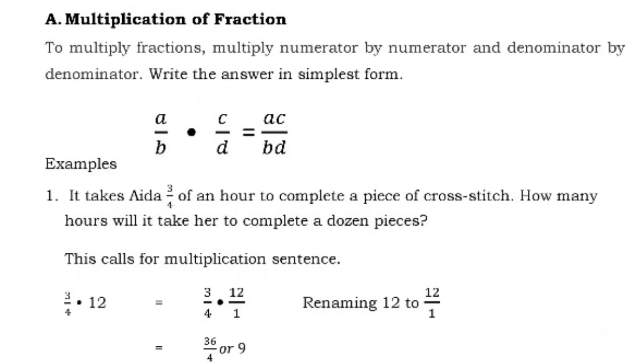For example, it takes Ida 3/4 of an hour to complete a piece of cross stitch. How many hours will it take her to complete a dozen pieces? You're going to have 3/4 times 12. 12 is 12 over 1, so we have 3/4 times 12 over 1. 3 times 12 is 36, 4 times 1 is 4. So 36 over 4 is equal to 9.